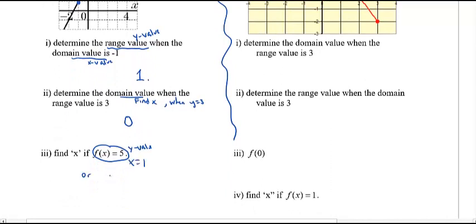Or I could have just used the equation. Remember, 2x plus 3. If you like algebra, you replace 5 with y, or y with 5, and then you actually get the same thing. X equals 1. It's beautiful when algebra and the visual connect and you get the same answer. So lovely.